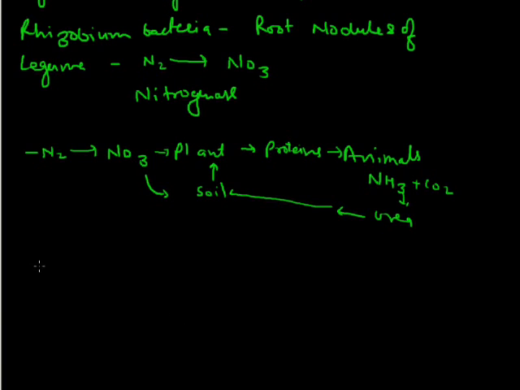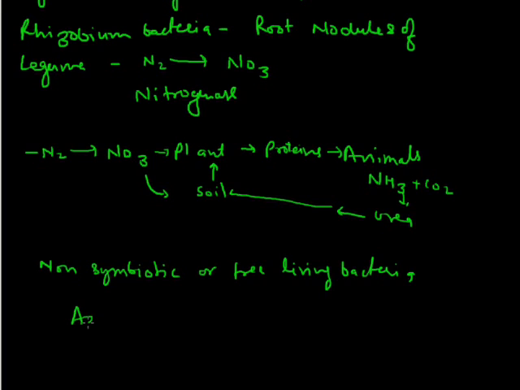Some other non-symbiotic bacteria can convert nitrogen into nitrate, non-symbiotic or free-living bacteria. Examples: Azotobacter, cyanobacteria. They can convert the nitrogen into nitrates.